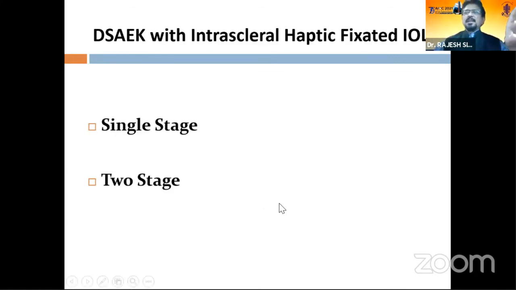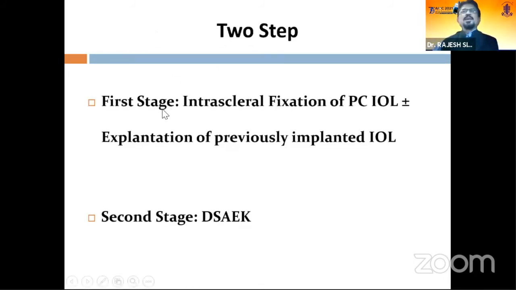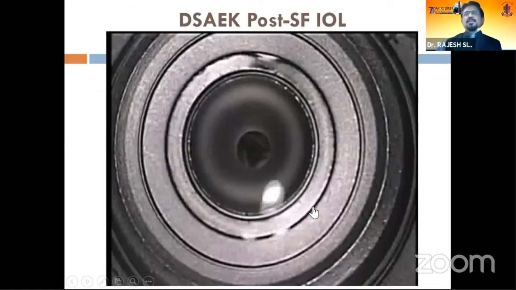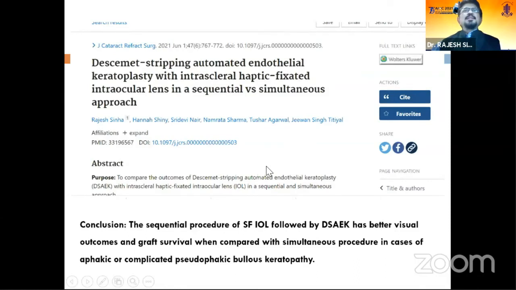So we just thought, if we divide it into two stages, whether it will help or not. In one group, we did intrascleral haptic fixation with explantation of the previously implanted IOL, did all the iris manipulation, etc. Waited for at least 6 weeks, and then at a second stage, we did the endothelial procedure. I'll just skip the video for paucity of time. And we found out that the results were much better in sequential. So this was one study, a thesis given to one of my candidates, Hannah Shiny.